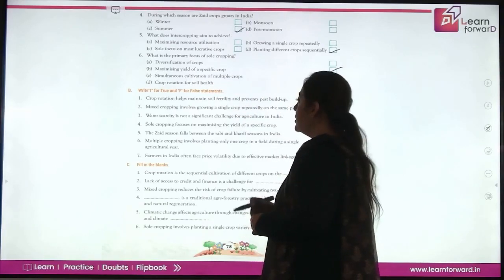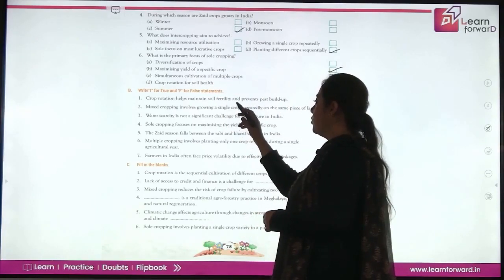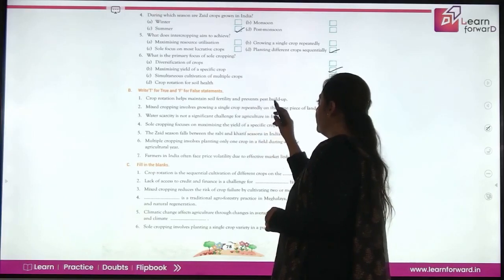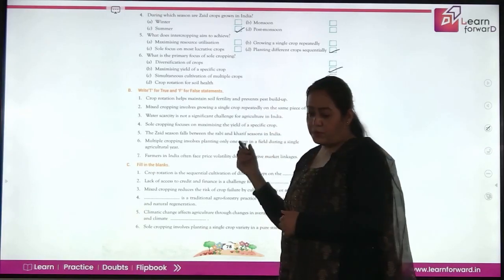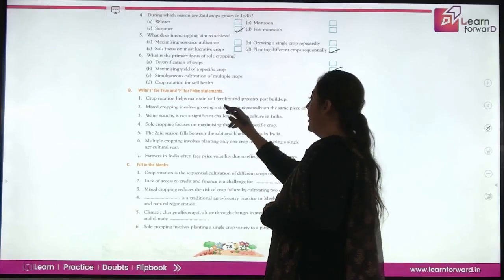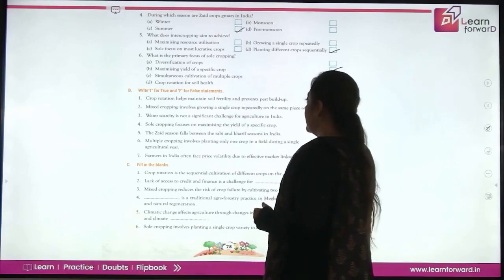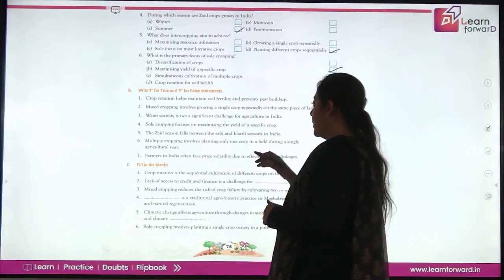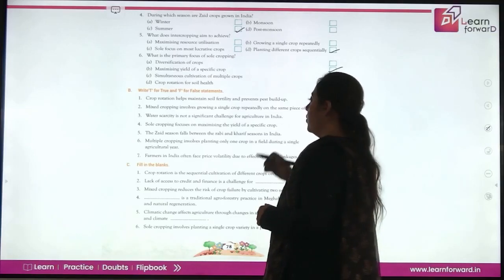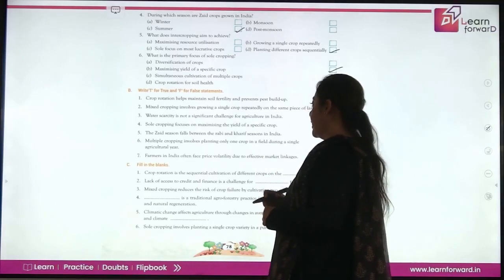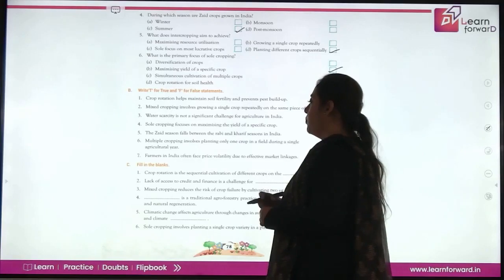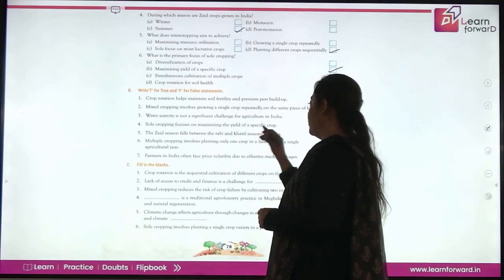Let's come to true false. Crop rotation helps maintain soil fertility and prevents pest buildup. If we talk of crop rotation, it helps soil fertility. Yes. Mixed cropping involves growing a single crop repeatedly. No. Water scarcity is not a significant challenge. False. Sole cropping focuses on maximizing the yield of a specific crop.